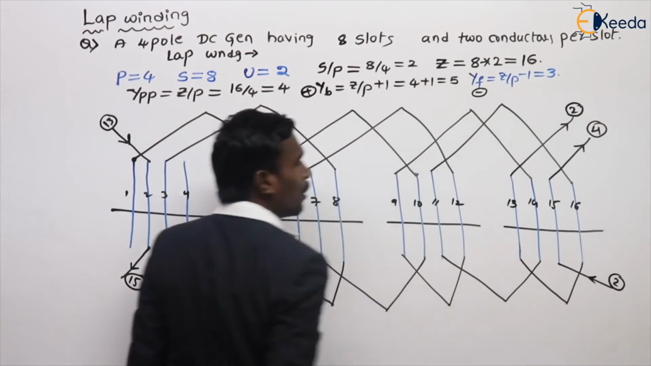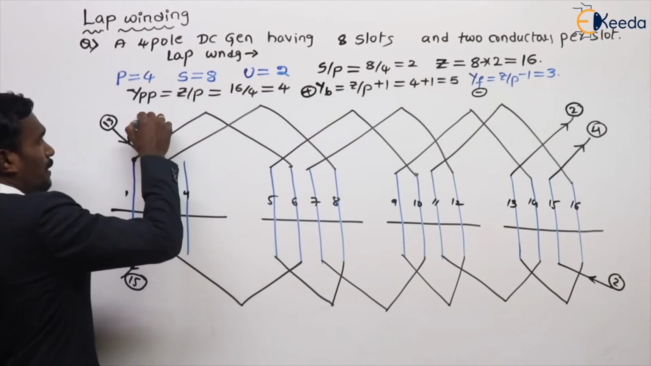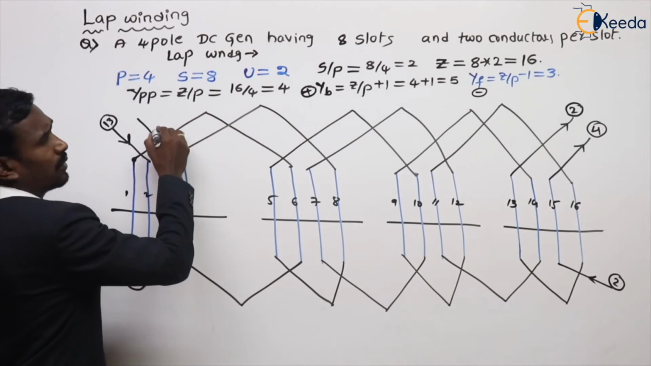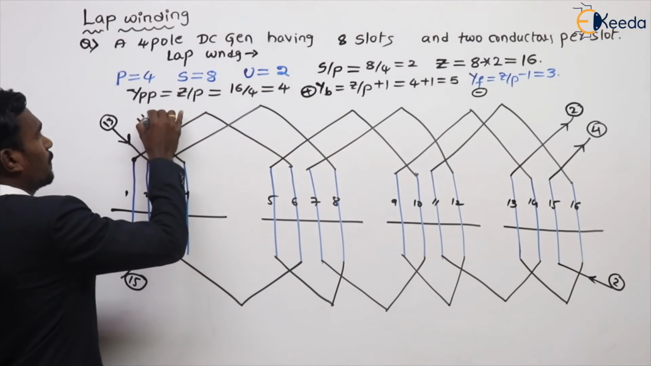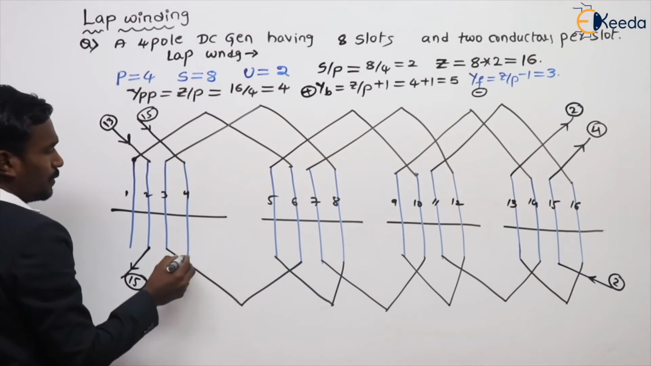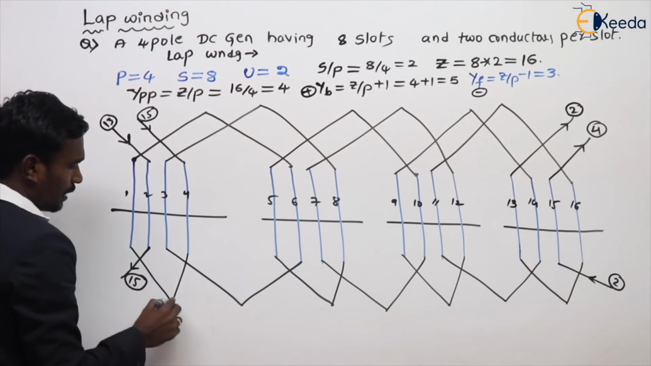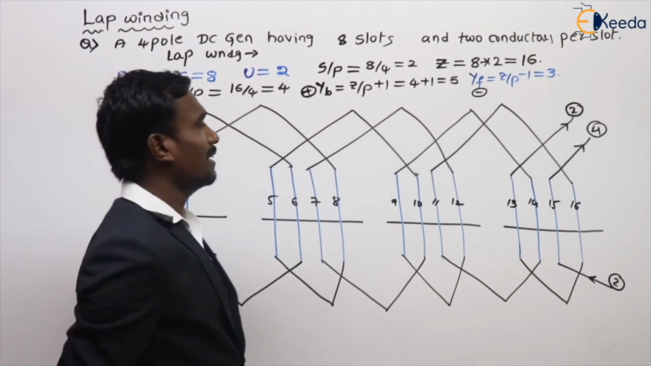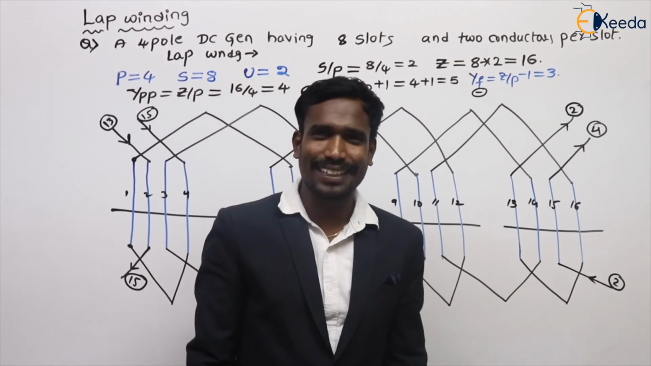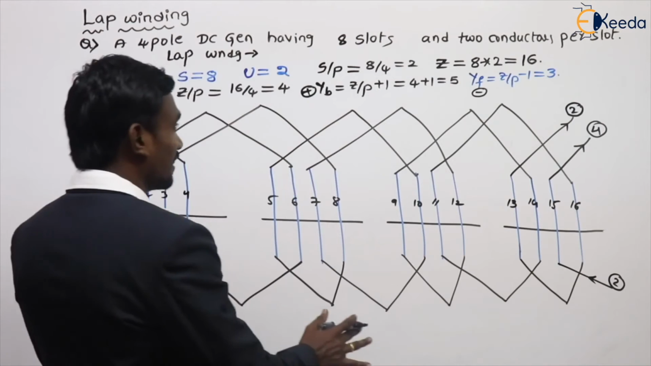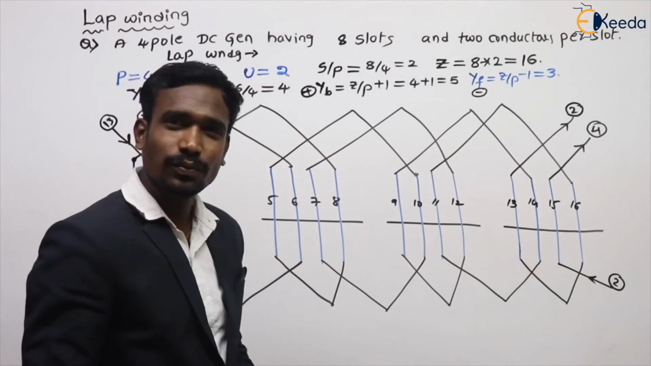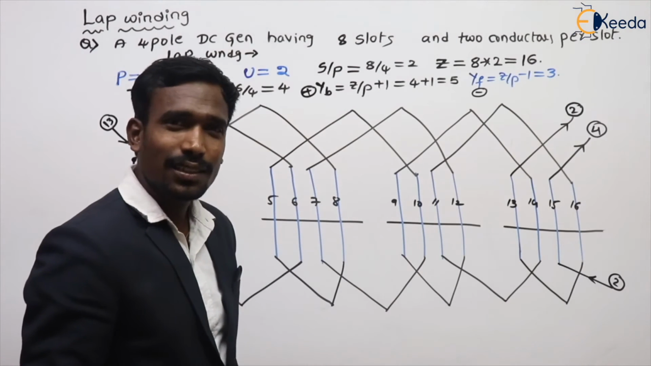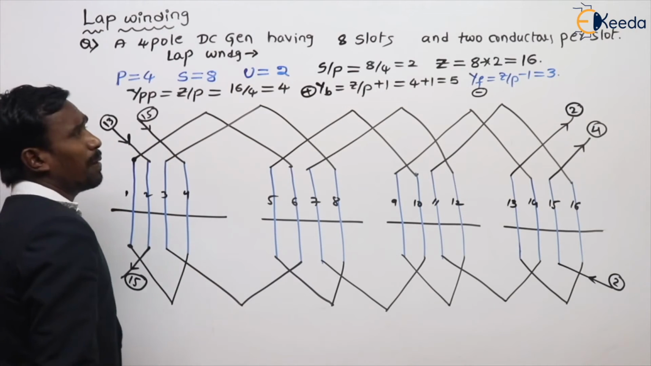20 is nothing but 4. Where is my 4? Here is the 4. This is from 15. And next one, 15 minus 3 is 1. So this is completely what my lap winding is. Is it clear? Everything clear? Yes or no?